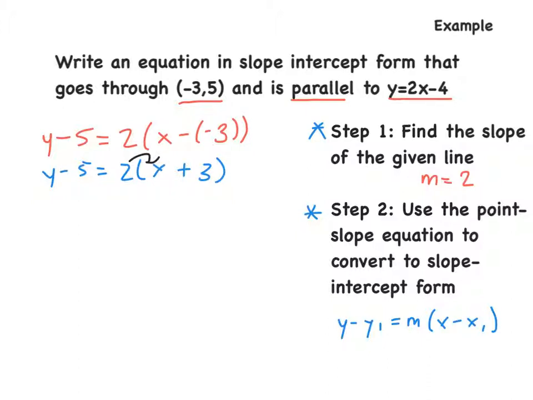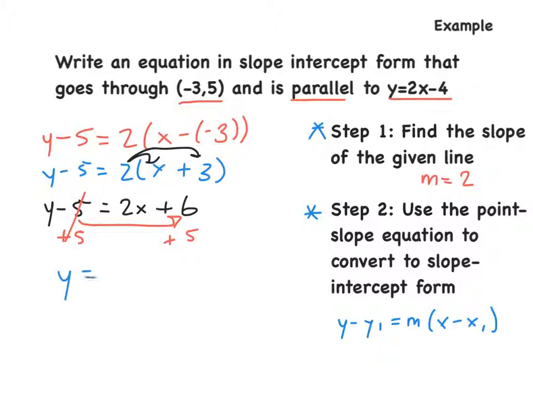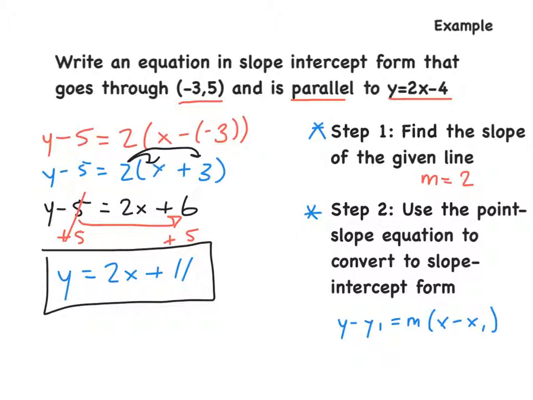Now, distributive property: y minus 5 is equal to 2x plus 6. Now I need to move this 5 over to the right, where I will add 5 to both sides. So y is equal to 2x plus 11. So I have a new equation. y is equal to 2x plus 11. That is parallel to this equation up here. y is equal to 2x minus 4.